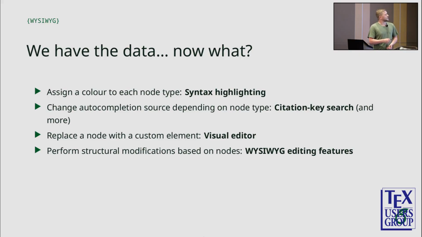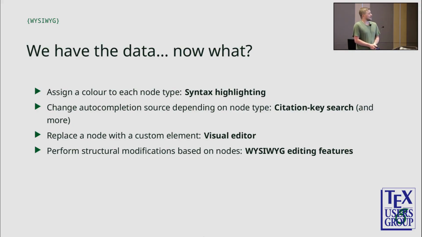If you use the position data from your syntax tree, you can change your autocompletion source depending on what you're currently working on in the editor. So that could give you citation key search if you're inside a cite, or it could give you environment names if you're inside a begin.